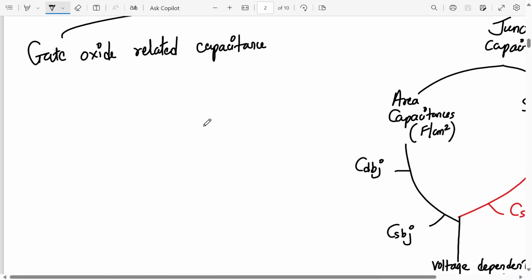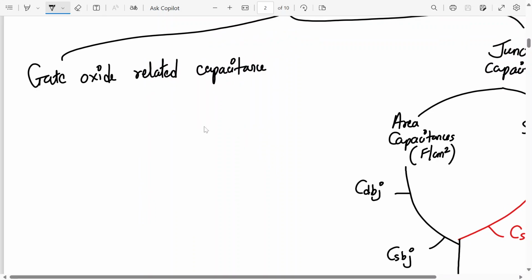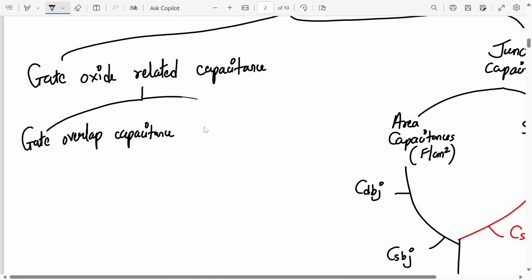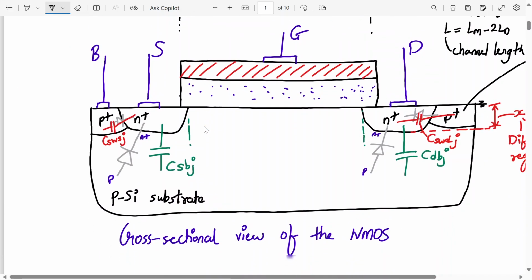Now, in case of gate oxide related capacitance, there are again two types. One is gate overlap capacitance and the other is gate parasitic capacitance. For gate overlap capacitance, we have two types. Let me just mark it over here first. So you see, the drain and source regions slightly overlap with the gate region.